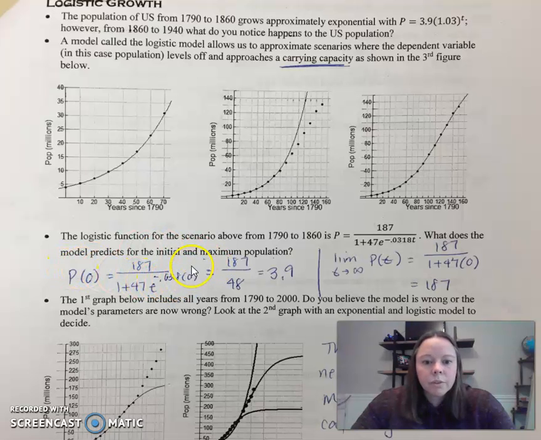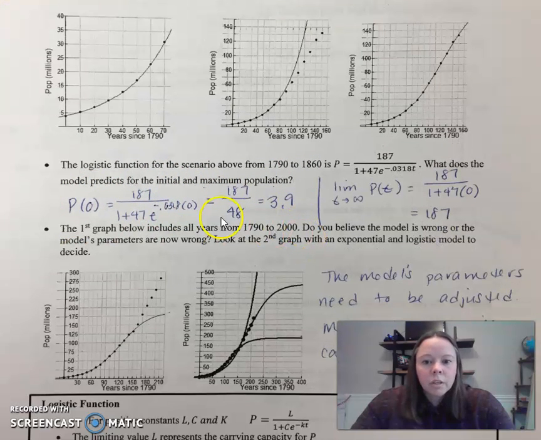So the model predicts the initial and maximum population. For the initial, we plugged in 0 and got 3.9. And then as we approach infinity, so as these t-values get bigger and bigger, you can see that we actually level off at 187 million.